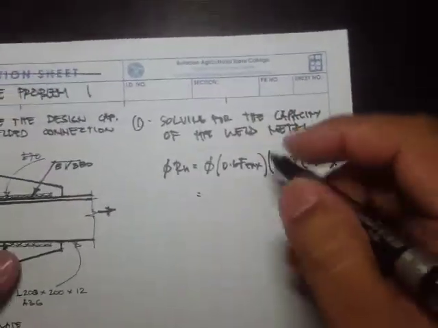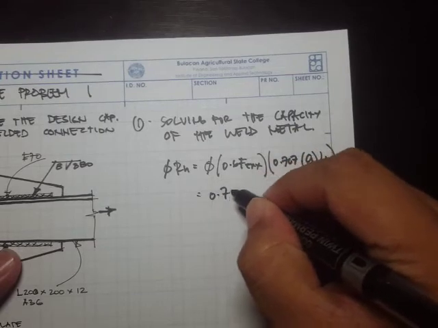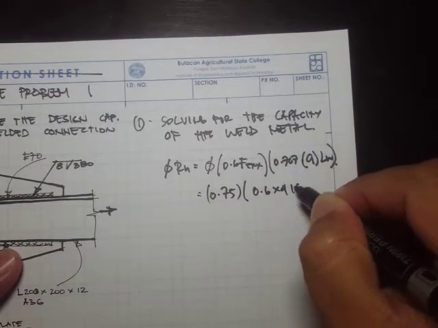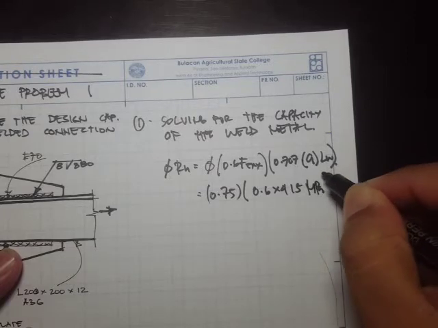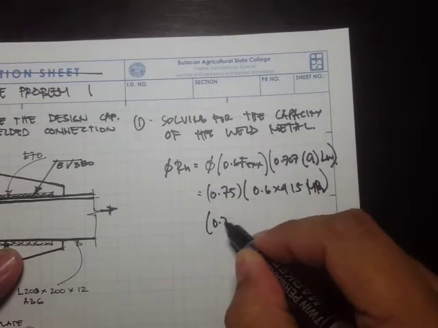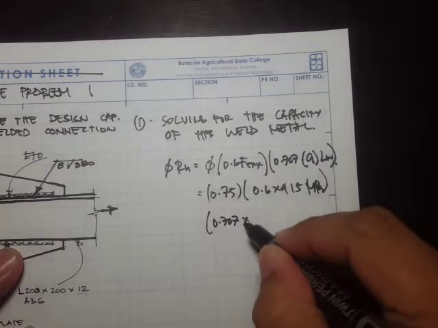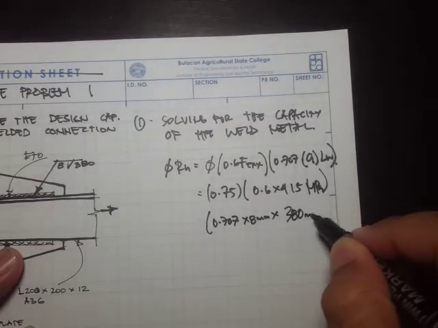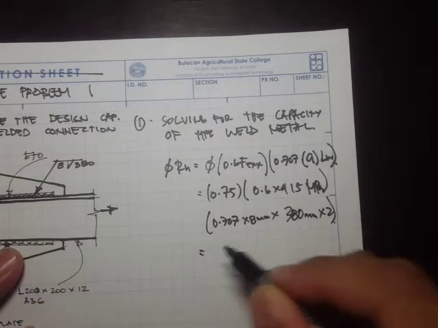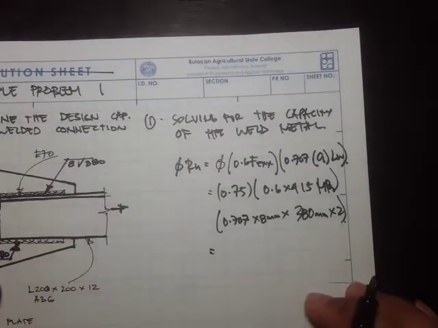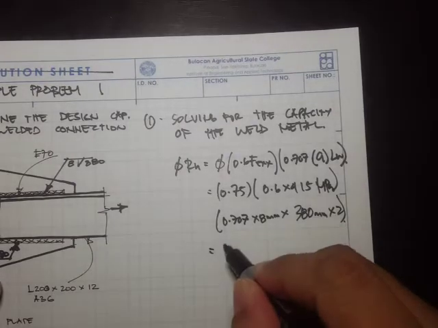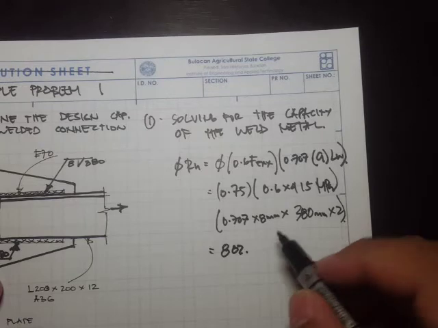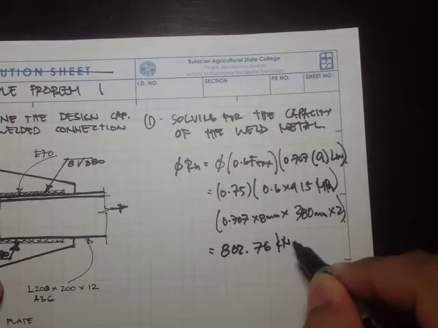If we substitute the values, we get 0.75 times 0.6 times 415 megapascals times 0.707 times 8 mm times 380 mm times 2. Now, if we solve this, we have 802.76 kilonewtons.